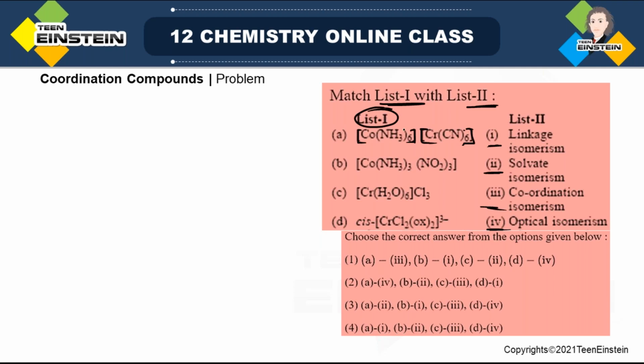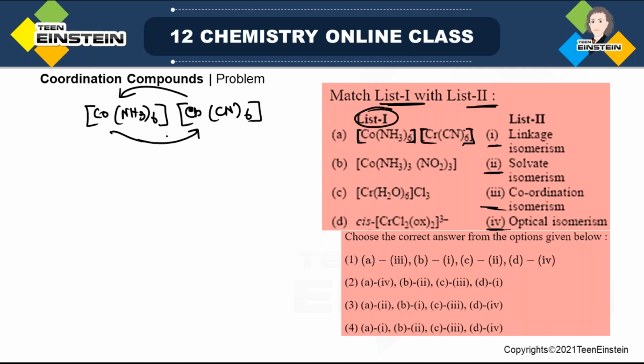So whenever you have two coordination spheres, then what type of isomerism can we expect? So here we have cobalt, ammonia 6, chromium, CN6. Now here, chromium can go to this position of cobalt, and cobalt can come to the position of chromium. That means they can exchange their places. And this type of isomerism is known as coordination isomerism. So A is basically matching with 3.